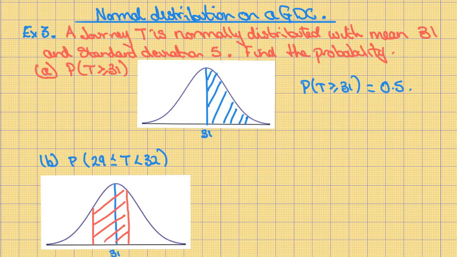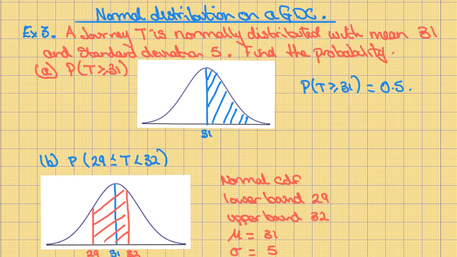So on the GDC we do a normal CDF with a lower bound of 29, an upper bound of 32. Mu, the mean, is 31. Sigma, the standard deviation, is 5. And that will give a probability that T is between 29 and 32 of 0.235 to 3 significant figures.